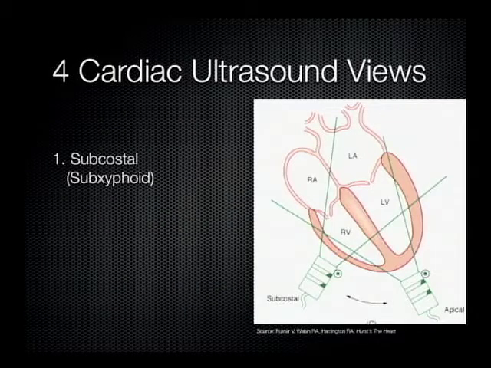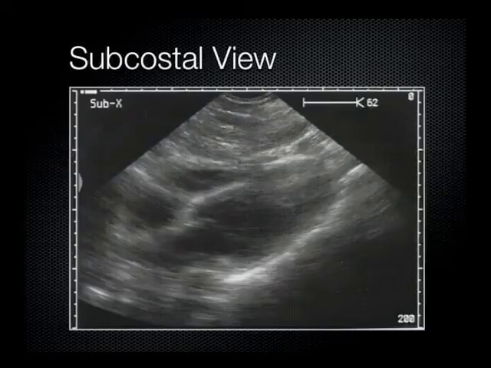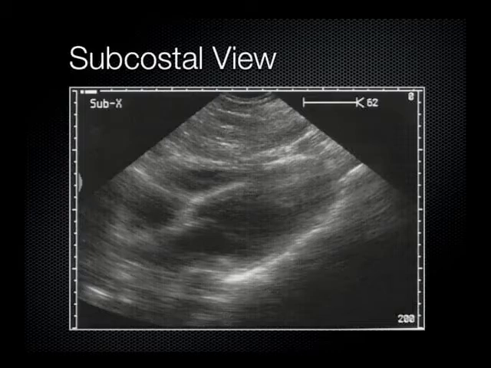Let's start off with the subcostal view. This is the view normally used as part of the FAST exam in the assessment of trauma patients. The subcostal view allows for visualization of all four chambers. Here's the liver, the left ventricle, left atrium, and the right atrium.